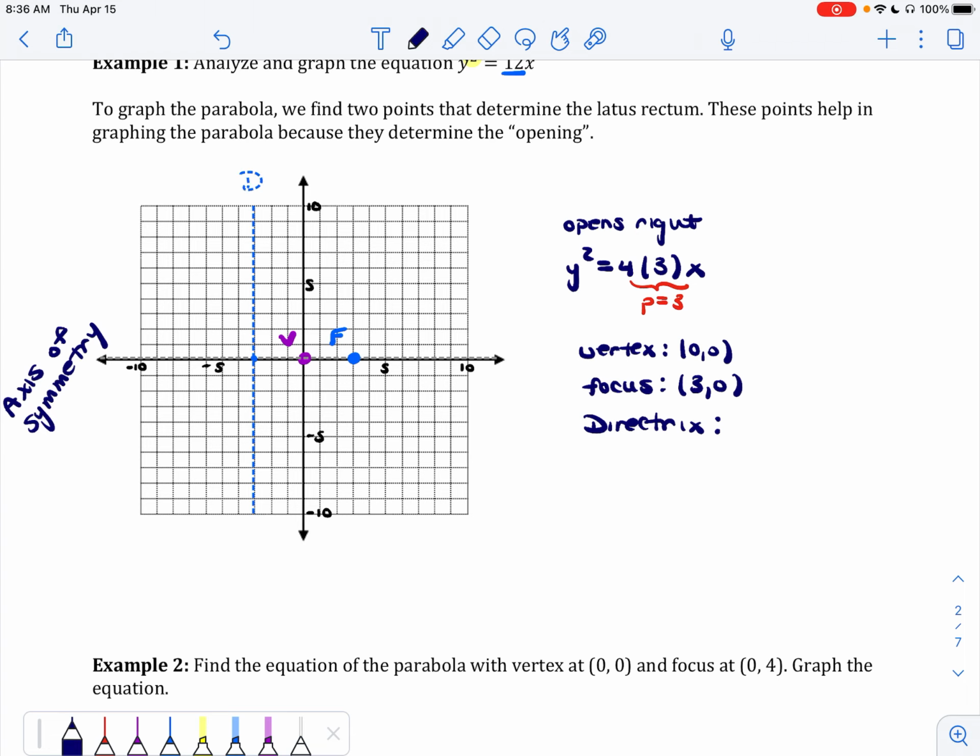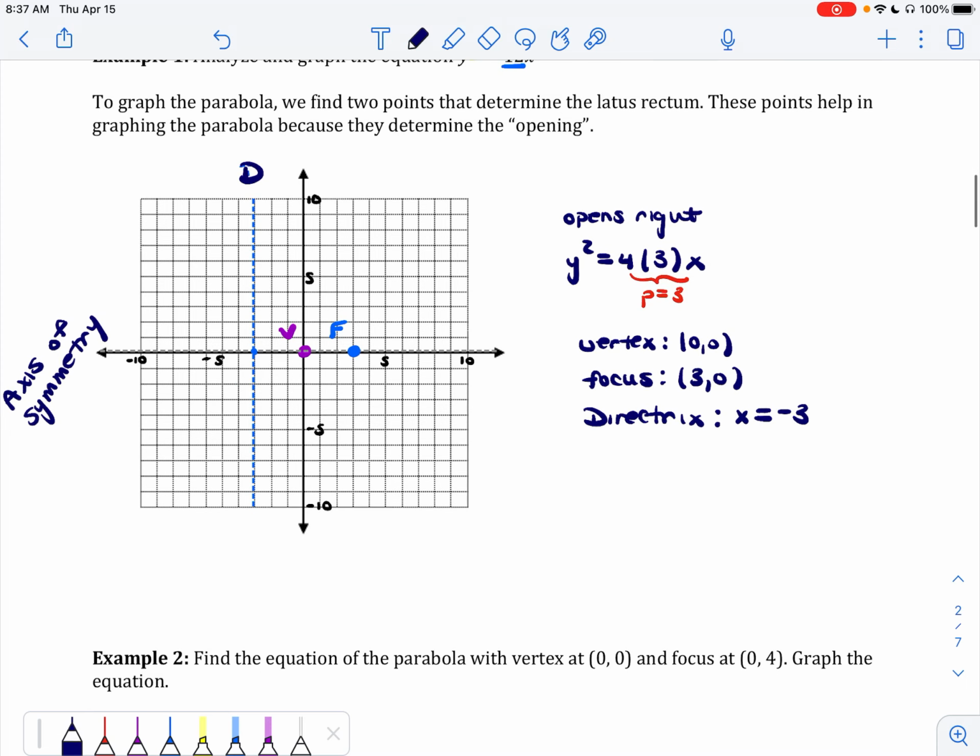All right, so since that is a vertical line, that would be the equation x equals -3. Okay, remember the directrix is a line, so you have to write it as an equation. X equals for a vertical line, y equals for a horizontal line. All right, and then the last thing we want is the latus rectum.